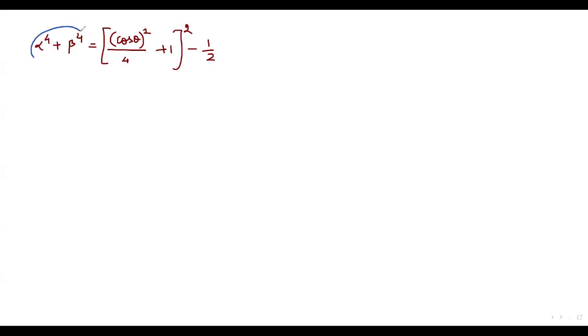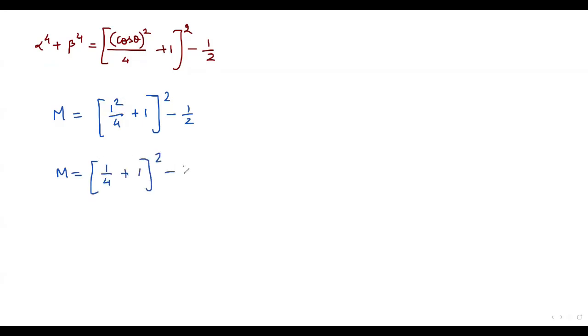Now, to get the maximum value of this expression, that is capital M, I have to plug in 1 for cosine theta. That's the maximum value of cosine theta, as we discussed earlier. Then I'm getting 1 squared over 4, plus 1, the whole square, minus 1 over 2. Then capital M equals 1 squared is just 1, that is 1/4 plus 1, whole square, minus 1 over 2. Now let me add this fraction and an integer. For that I have to multiply this integer 1 by 4. Then I'm getting 1 plus 4 over 4, the whole square, minus 1 over 2. Then capital M equals 5/4, the whole square, minus 1 over 2.